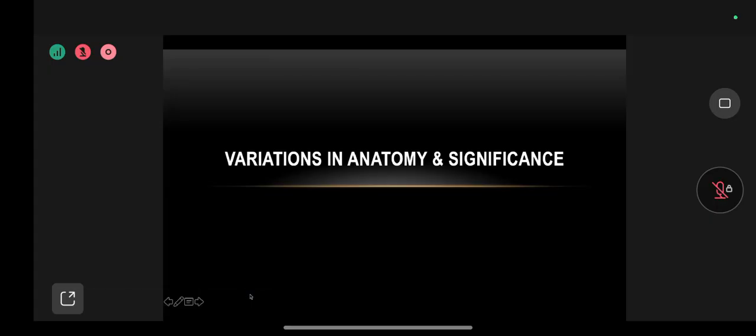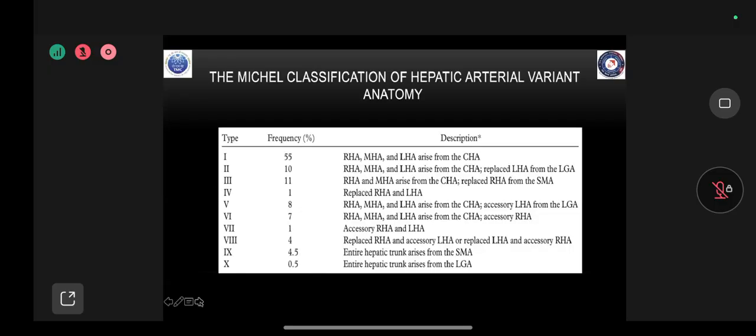So variations in anatomy are a rule rather than exception. So we must be aware. This is more so in a transplant setting, but identifying them during surgery is also important, and I'll show you why.